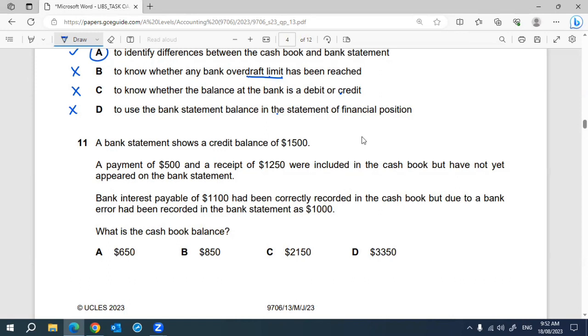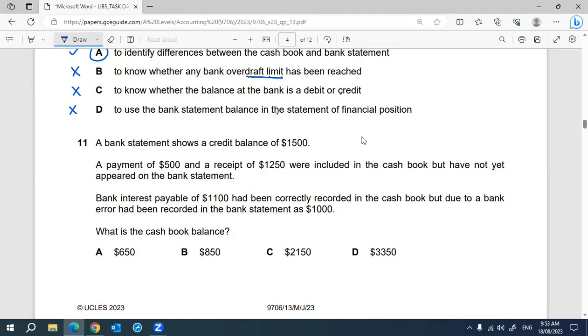A bank statement shows a credit balance of 1,500. A payment of 500 and a receipt of 1,250 were included in the cash book, but have not yet appeared on the bank statement. The bank interest payable of 1,100 had been correctly recorded in the cash book, but due to a bank error had been recorded in the bank statement as 1,000. So what is the cash book balance?